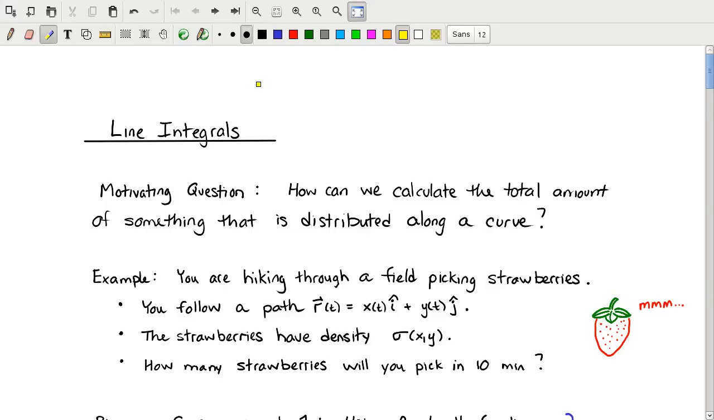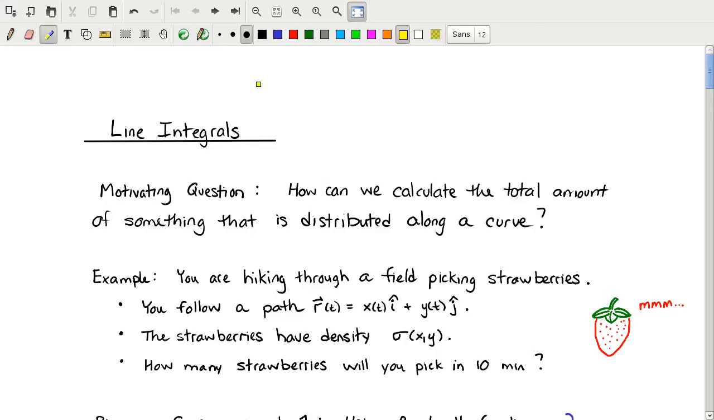All right, this should be our last lesson on lines, and the last task that we want to do associated with lines and curves through space is to perform integrals along these lines. So a motivating question that we might consider to get into this lesson is, how can we calculate the total amount of something if it is distributed along a curve through space?